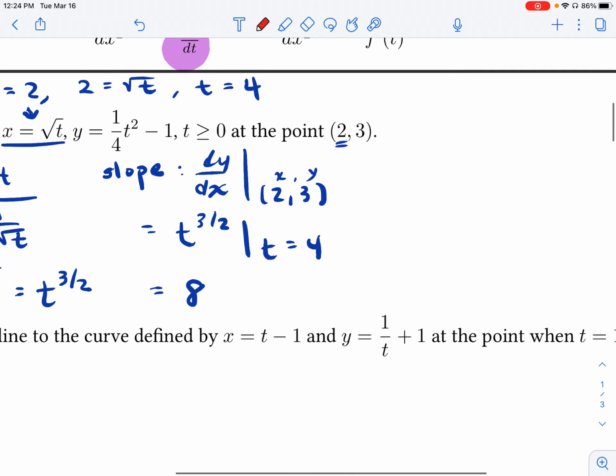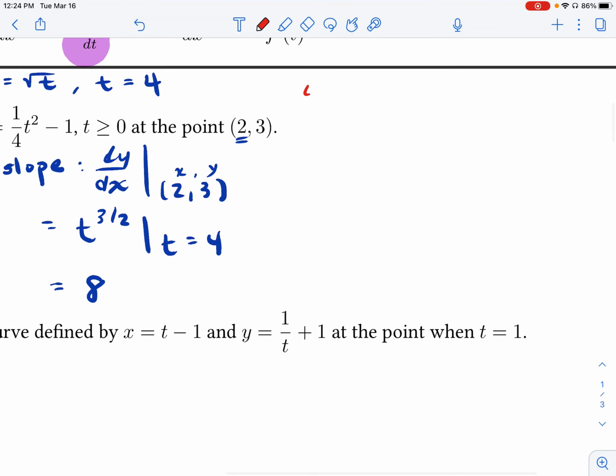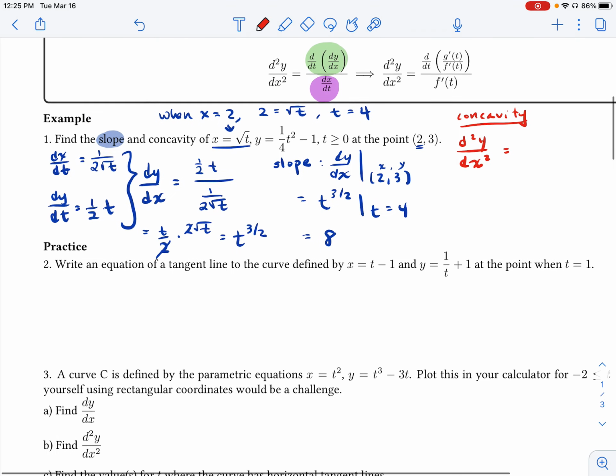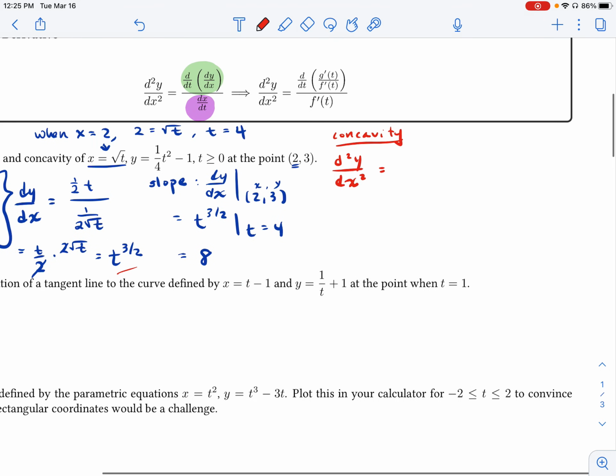Now, let's go ahead and find the concavity. I'm going to leave that there, but let's move on over to finding our concavity. Our concavity now is going to be our second derivative. So let's find that. What is our second derivative? Before you just go ahead and differentiate our first derivative, although we will need to do that, the derivative of our first derivative, t to the 3/2 power, is going to be 3/2 t to the 1/2. I'll leave it as t to the 1/2. So that's the derivative of our first derivative.